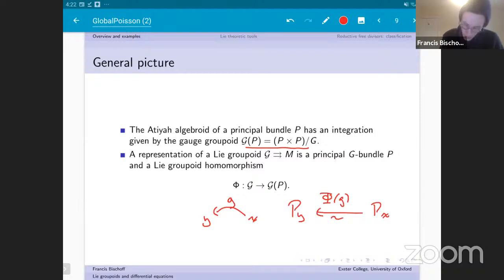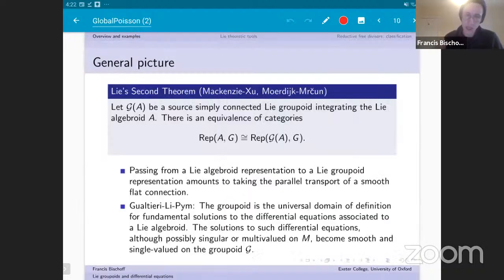Okay, so the way that these two pictures are related is through Lie's second theorem for Lie groupoids, which is due to Mackenzie-Xu and Moerdijk-Mrčun. This just says that if we have G(A), the source simply connected Lie groupoid integrating a Lie algebroid A, then there is an equivalence of categories between the category of representations of the algebroid and the category of representations of the groupoid.